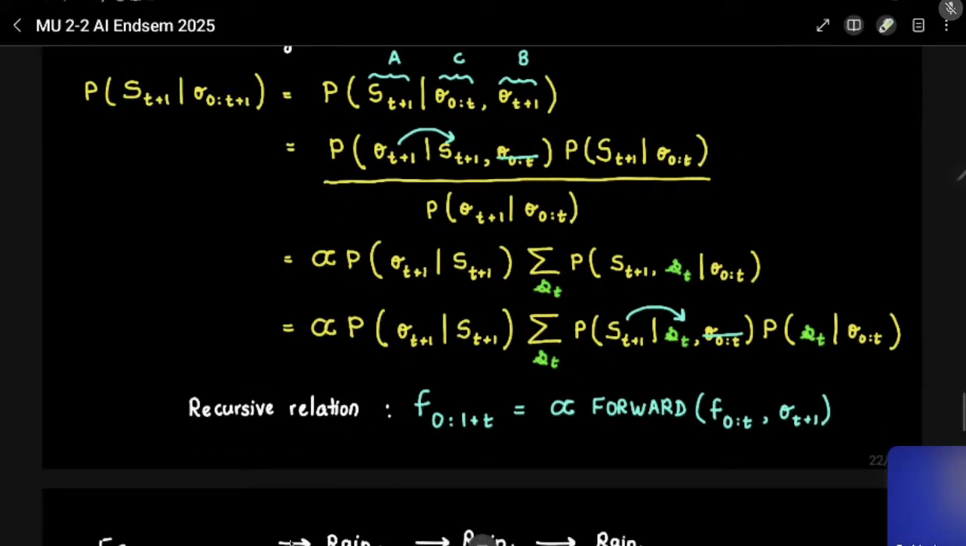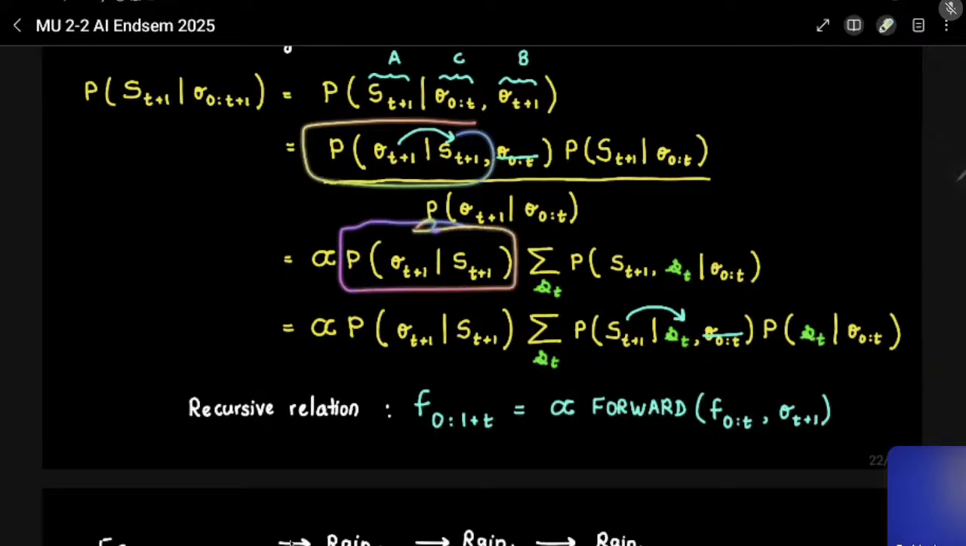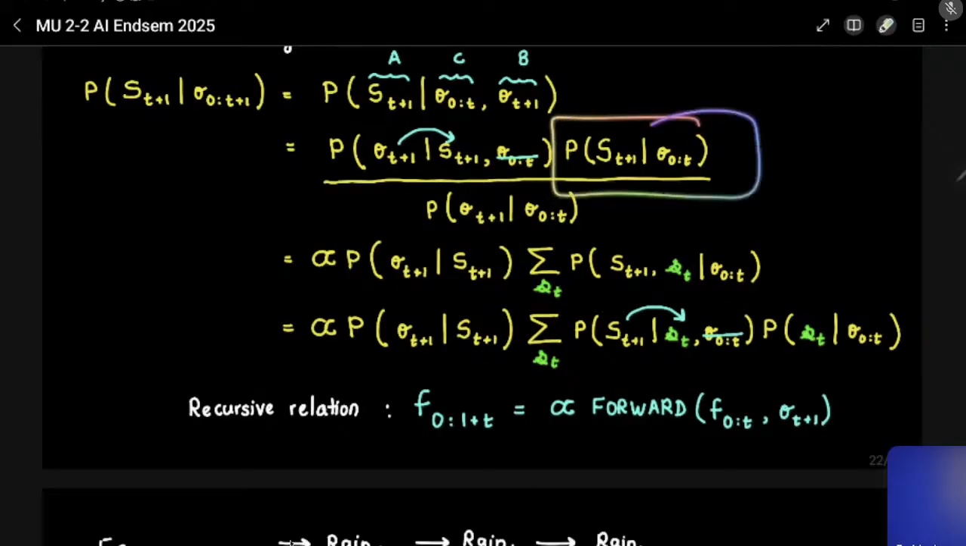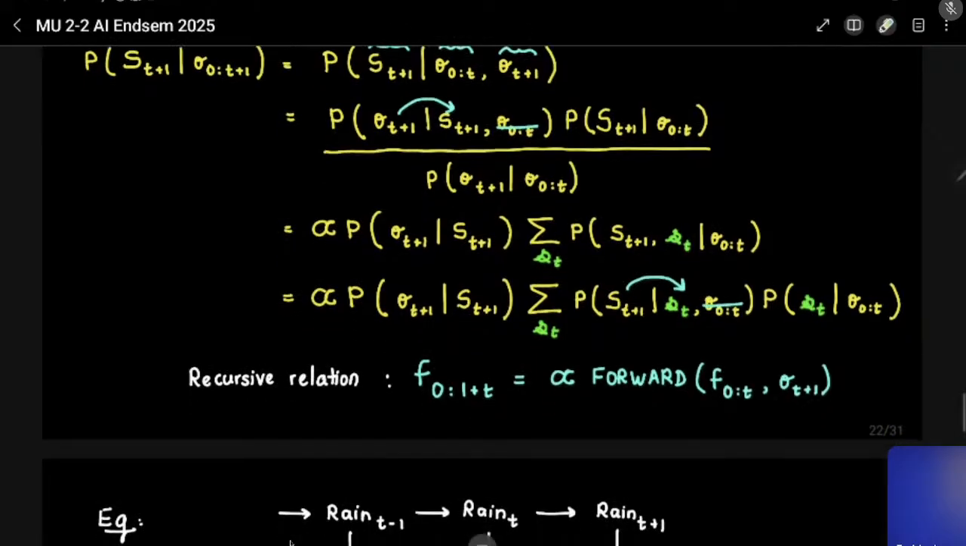And in the denominator, if you see what is there, you have this one. This is an emission probability, right? Probability of an observation given a hidden state. And now you have this one: probability of a hidden state given a sequence of observations. So here again we did that same trick. You introduce one more hidden state and take summation of it. In this case I took S_t. So for S_(t+1), I took S_t. So S_t could be sunny, rainy or cloudy.